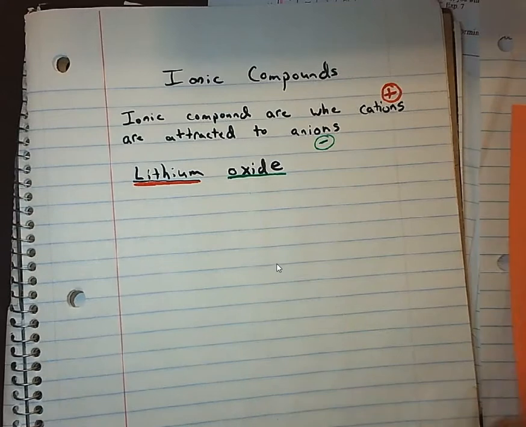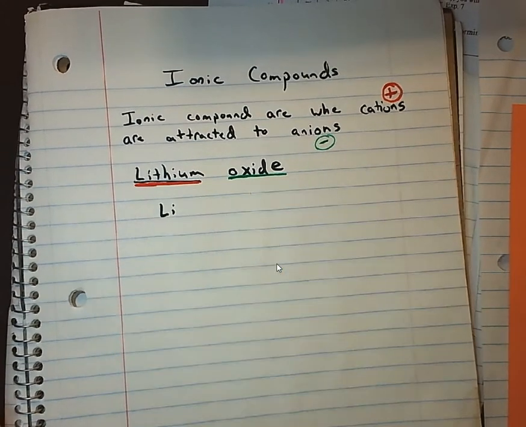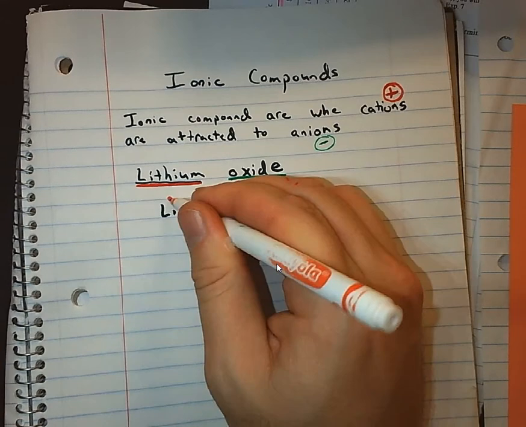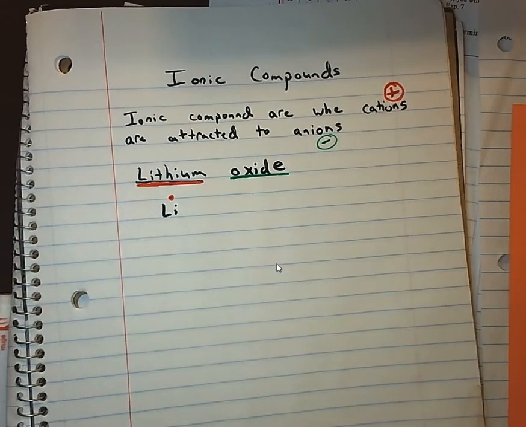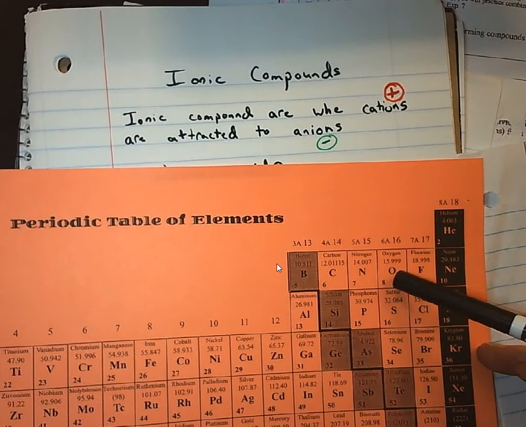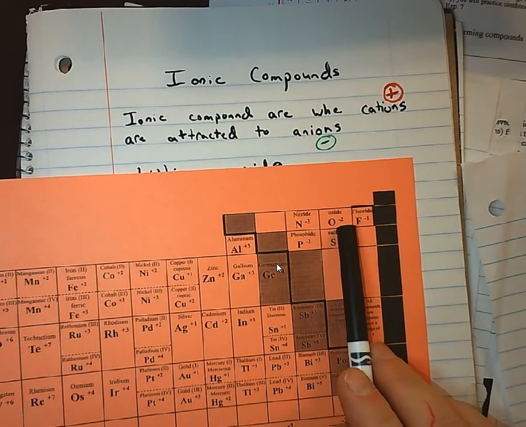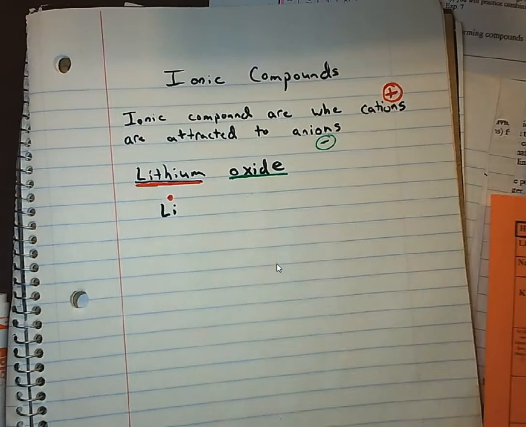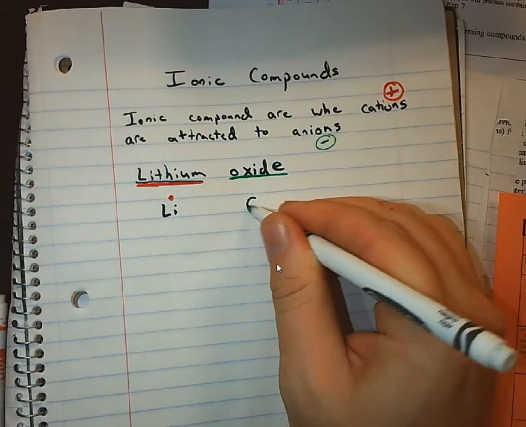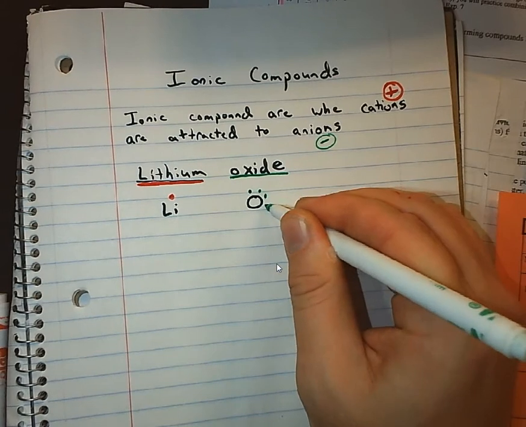Lithium we just said has a charge of +1, so I'm going to give it 1 valence electron. All monoatomics, we're not going to call it oxygen, we're calling it oxide. If you flip to the back, here's our oxide, O with a charge of -2. Oxygen has 6 valence electrons: 1, 2, 3, 4, 5, 6.